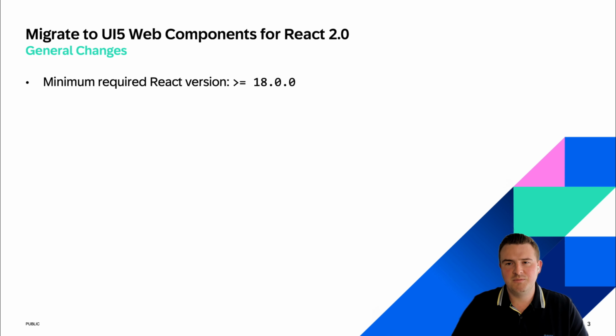And yeah, with that, how to migrate to UI5 Web Components for React 2.0. And first of all, let's look into the general changes. So first of all, we have dropped support for React 16.14 and React 17. And now we decided that our minimum required React version is React 18, which is already around for a couple of years. So the current versions for UI5 Web Components for React 2.0 will be React 18 and React 19.